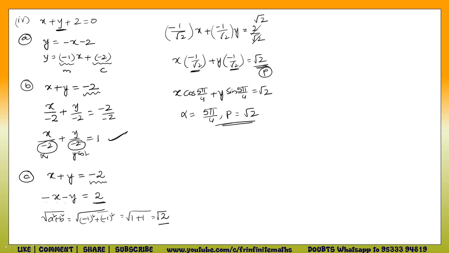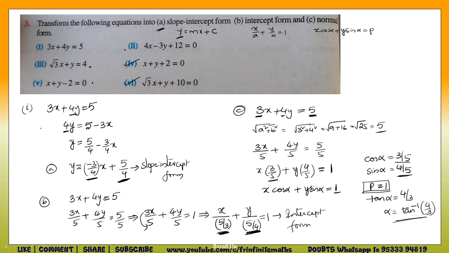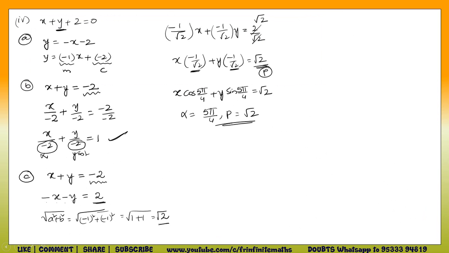Next, moving on to the next question. So we have discussed the fifth question, right? So root 3x plus y plus 10 is equal to 0. So all the negatives I am doing and showing to you, and the remaining all the positives you can simply do it, right? So what is the question? Question number 6, root 3x plus y plus 10 is equal to 0.